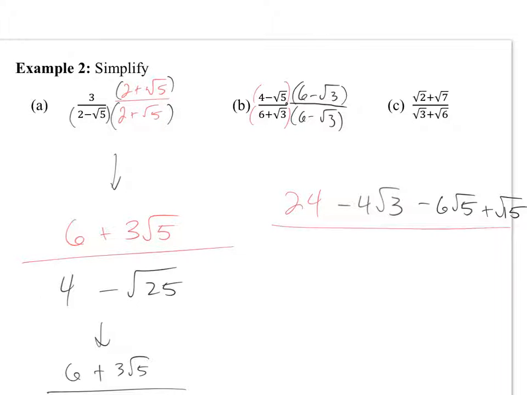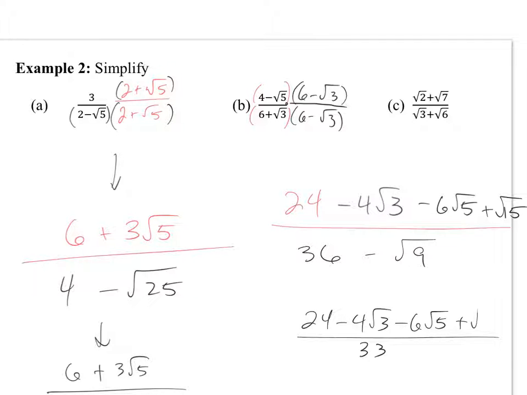The bottom, though, again, when you multiply out the bottom here, there's no need to do the middle terms. On the top we had to because you can clearly see that they differ. But in the bottom, the middle terms will be identical. So I'm not going to multiply them. That's what the bottom becomes. And then just simplify. 36 minus root 9 is really 36 minus 3. The denominator is simply 33. And we can't simplify the top.